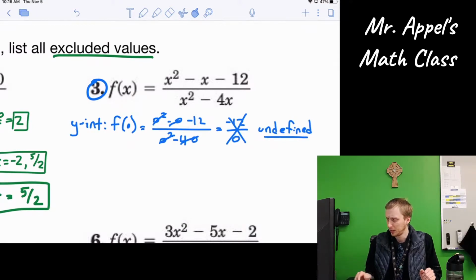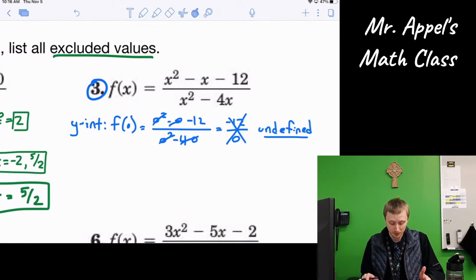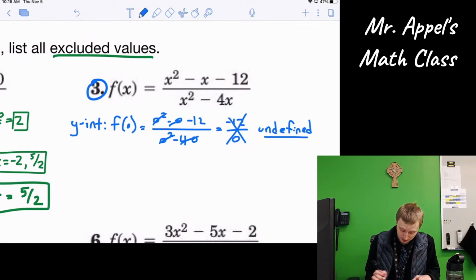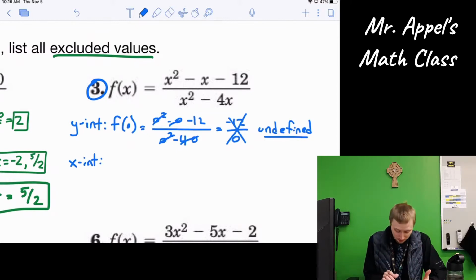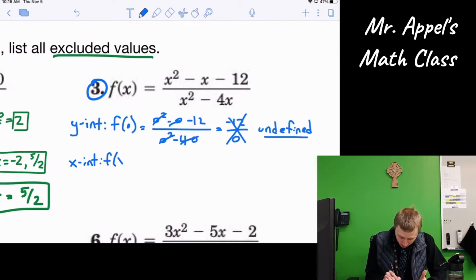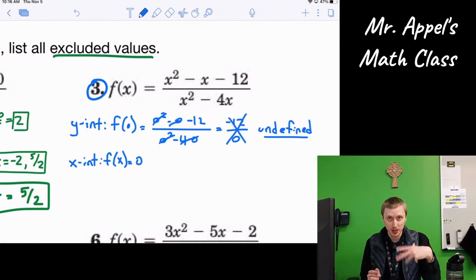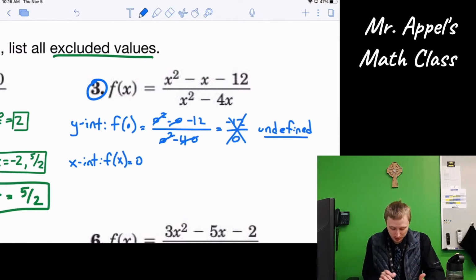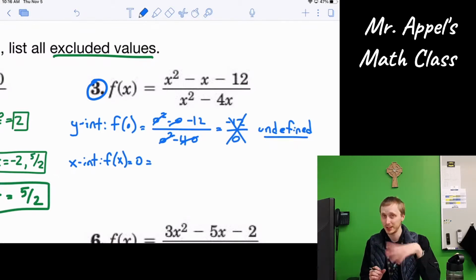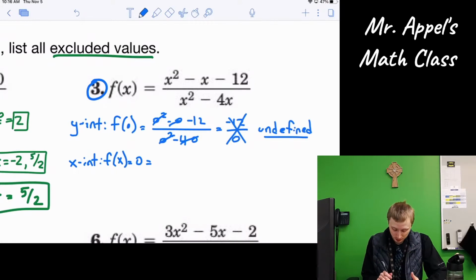All right, well, let's clear up the confusion here. For our x-intercept, we want to set the whole function equal to 0. Because of the way fractions operate, the whole function equals 0 when the numerator is equal to 0. So that's all we need to focus on for solving this portion.